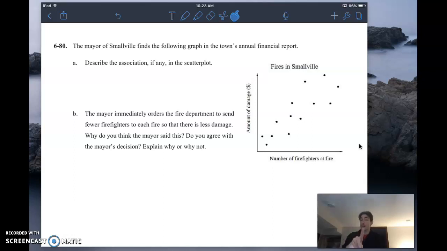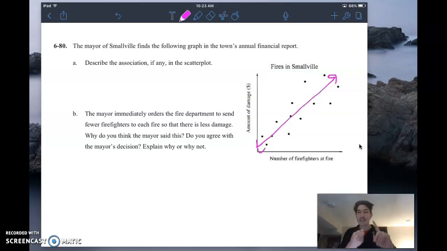So I always try to talk about form. I always try to talk about the direction. I always talk about the strength, and I always try to talk about the outliers if there's any. So here's what I would maybe start you thinking. If I was to draw my LSRL, of course we're going to use computers to do this, but if I was going to draw it, it might look something like that.